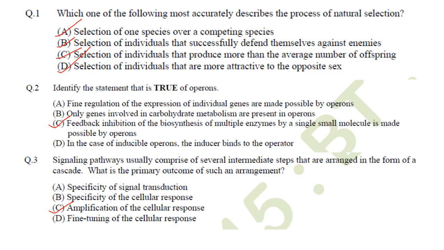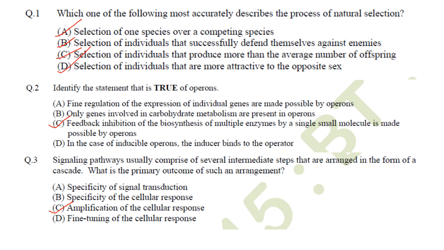These are MCQ questions. Coming to the first one. Which one of the following most accurately describes the process of natural selection? Selection of one species over a competing species. Yes. Selection of individuals that successfully defend themselves against enemies. Yes. Selection of individuals that produce more than the average number of offspring. Yes. Selection of individuals that are more attractive to the opposite sex. Yes. So this is an MCQ question, but all the answers are correct.